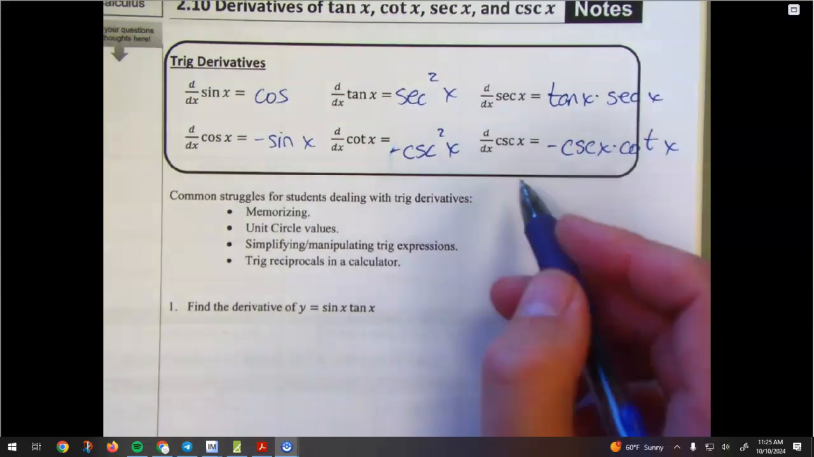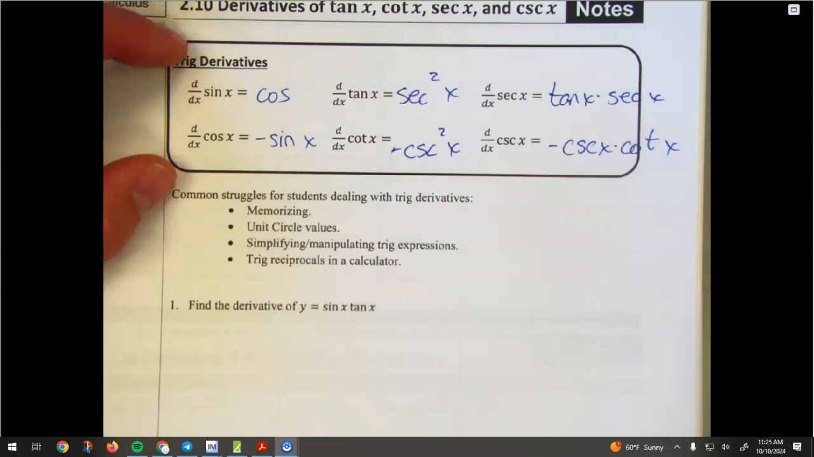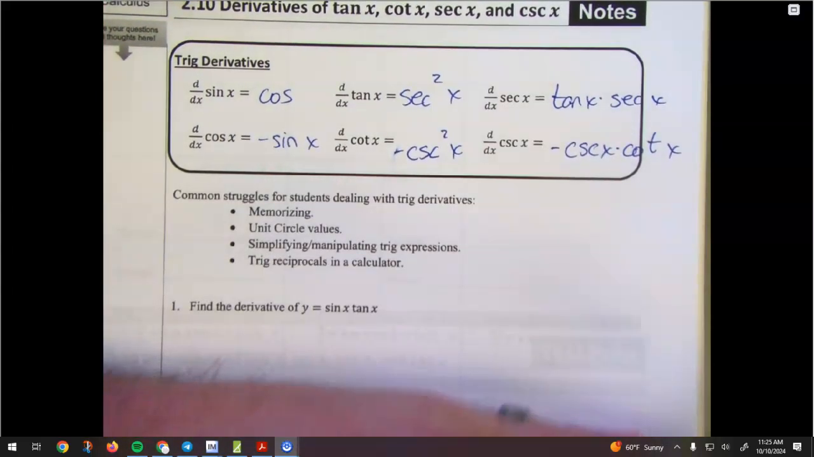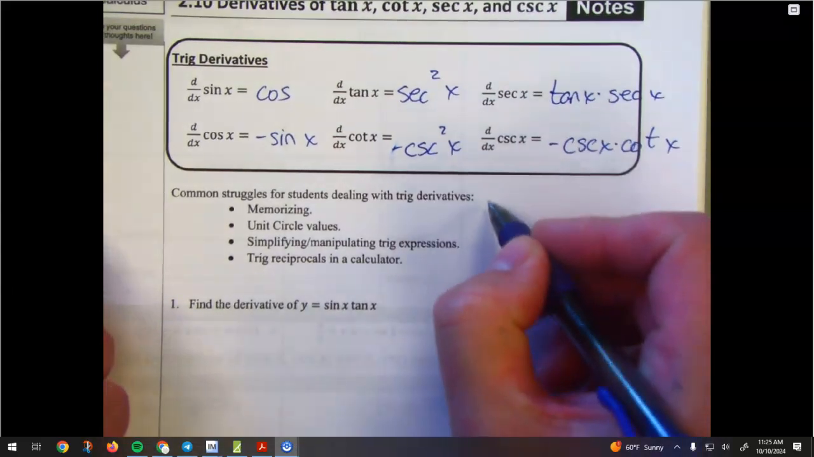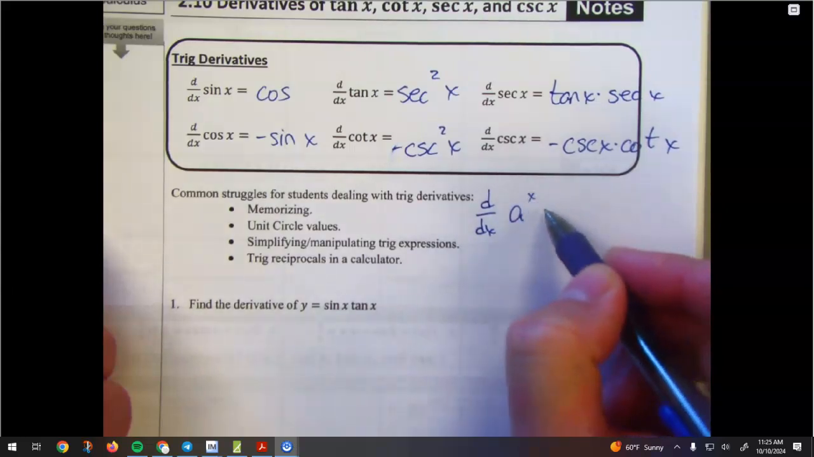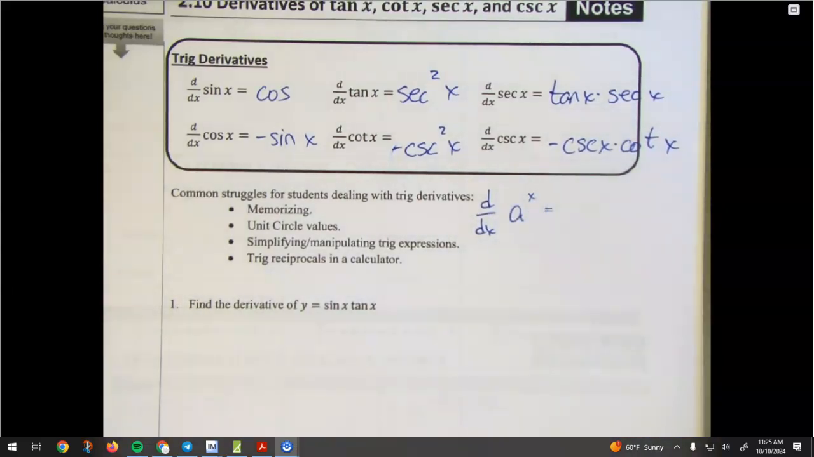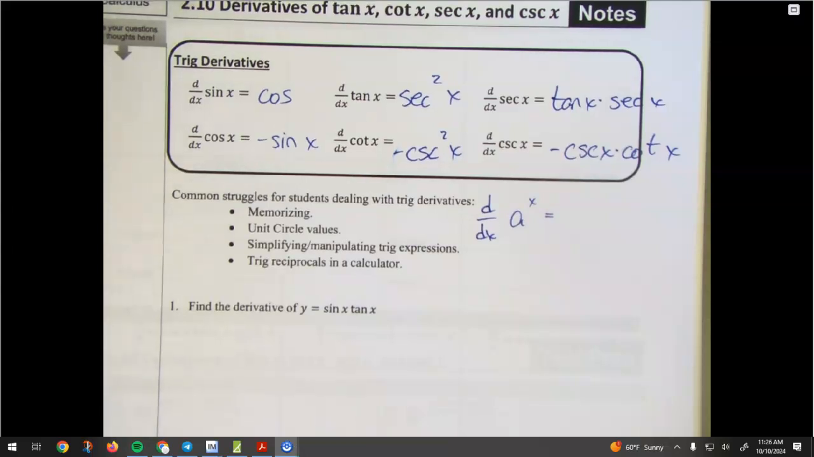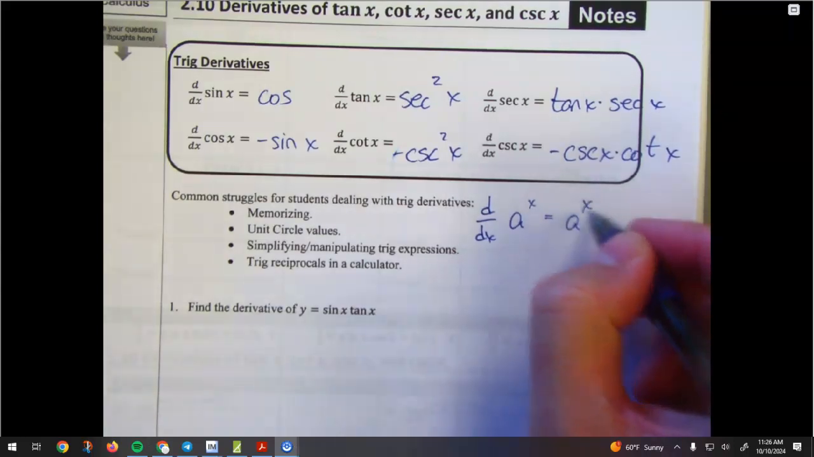Let's do those two, because that's 6 things we have to memorize. We've done 4 more, so let's put them all here so they've got them all in one spot. So if I said, what's the derivative of a to the x? Anybody remember that? No, you're trying to apply the power rule. When the power is a variable, that doesn't work. It's a to the x times the natural log of a.